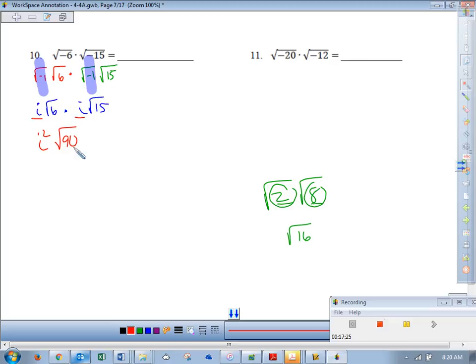Then I need to see if I can simplify the square root of 90. Oh, bet you 9 goes into that, right? Don't you think 9 goes into 90? So, i squared, how much is i squared? It's really negative 1 times the square root of 9 times the square root of 10. Correct? What's the square root of 9? 3, and we got it times negative 1 right away, so that's negative 3 square roots of 10. Wow.